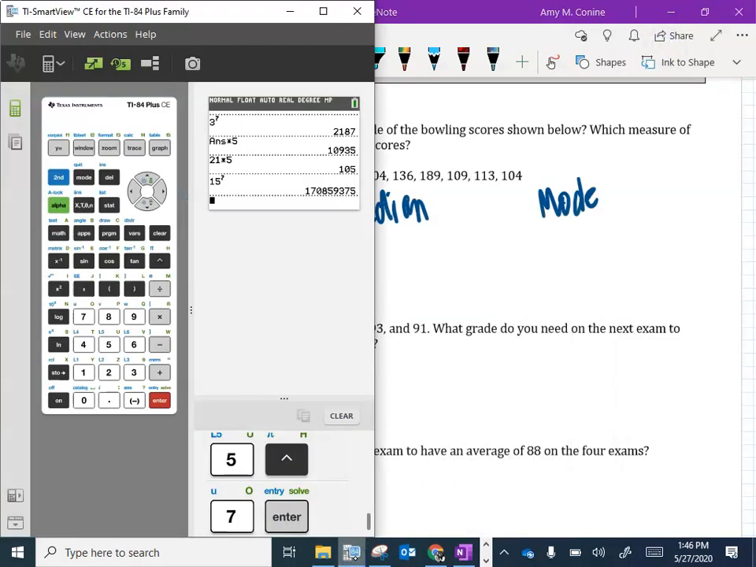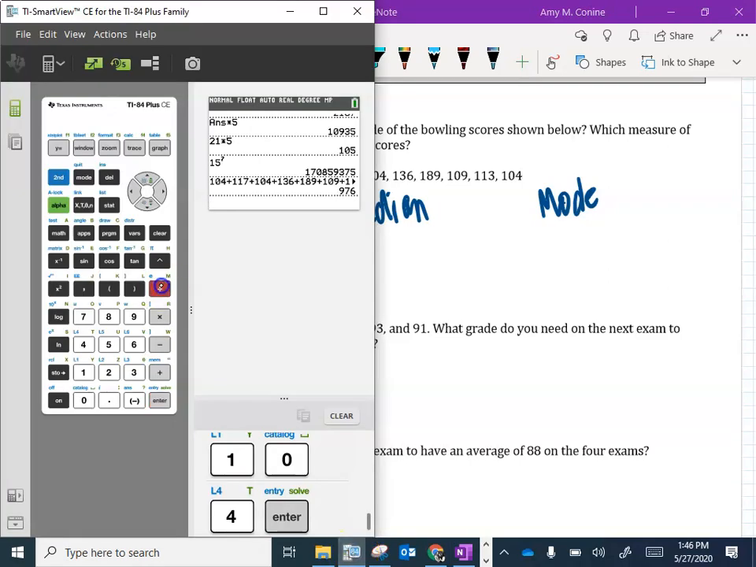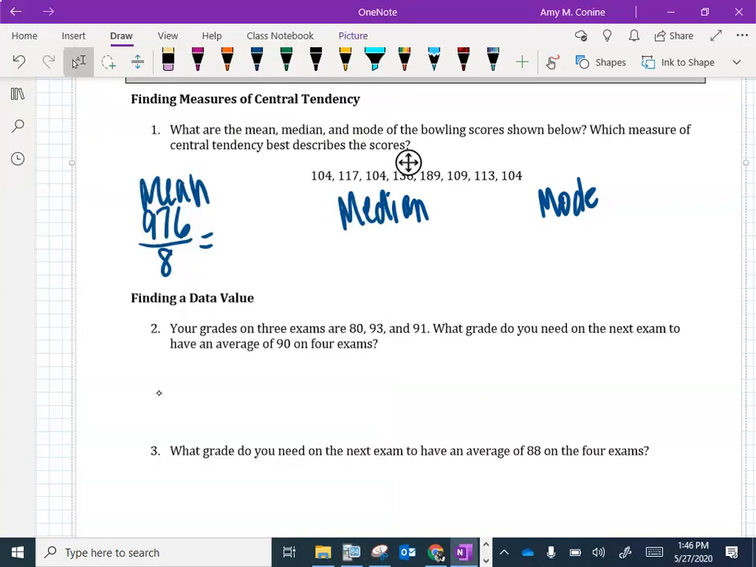what that is. So we got 104 plus 117 plus 104 plus 136 plus 189 plus 109 plus 113 and then 104 again. So the top all added together would be 976. And then we're going to divide that by how many numbers we have. So 1, 2, 3, 4, 5, 6, 7, 8 numbers. We have 8 scores. So we're going to take that number and we're going to divide that by 8. And we get an average score of 122.